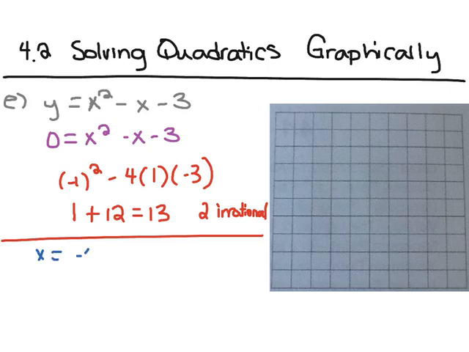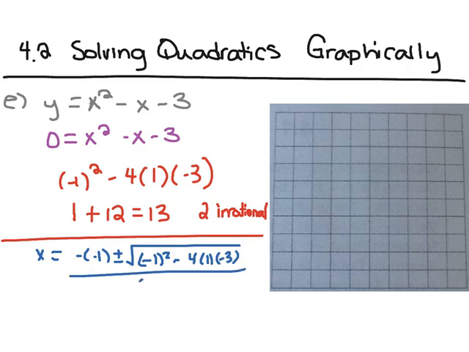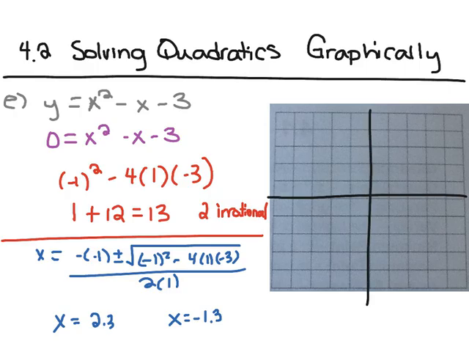So x equals negative negative 1 plus or minus the square root of negative 1 squared minus 4 times 1 times negative 3, all over 2 times 1. And if you type this into your calculator with the plus and the minus, you get 2.3 and negative 1.3. So when we graph it, we know it's opening up because it's positive. And at negative 1.3 and at 2.3, we have points. So something like that. That's really terribly drawn. I'm very sorry.